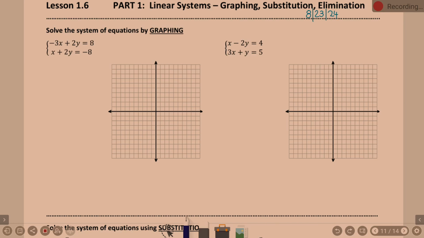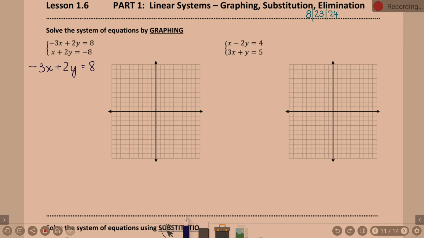So, let's start with our first equation. Negative 3x plus 2y equals 8. What can you tell me about graphing that? It's going to be difficult when it's not in y equals mx plus b. So what should we do? Should we switch it to y equals mx plus b? Yeah, that's always going to be my go-to method.